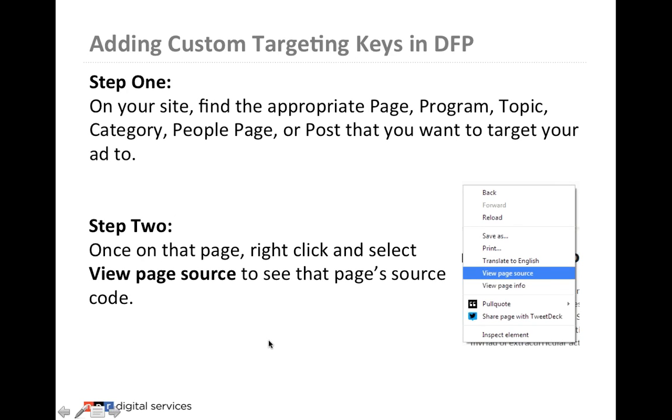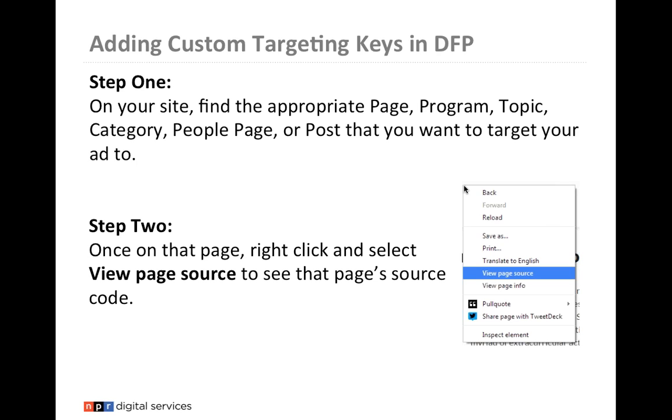So how do you actually do this wonderful custom targeting? So the first thing that you want to do is you want to visit the appropriate page on your site. So you actually want to go to the specific page, program, topic, category, people page, or post. You really can get as granular as you like. If you want something to go down to a specific post, you can. If you would like something to target to all of your category pages or all of your program pages, and that's it, you can do that as well. So really, it's as robust or as granular as you want it to be.